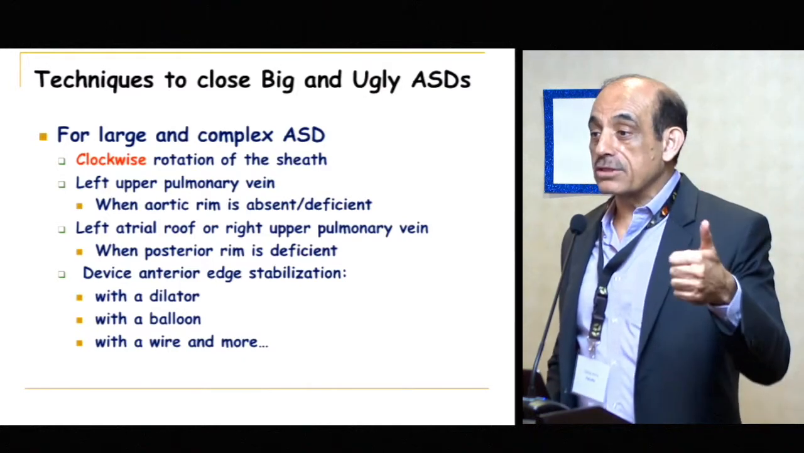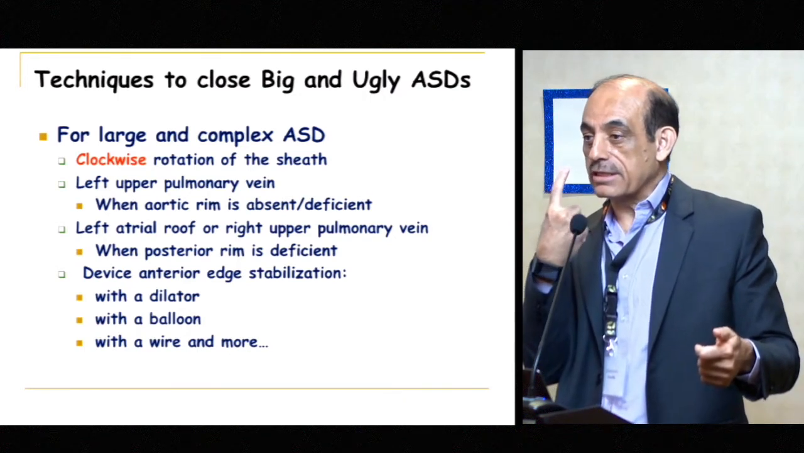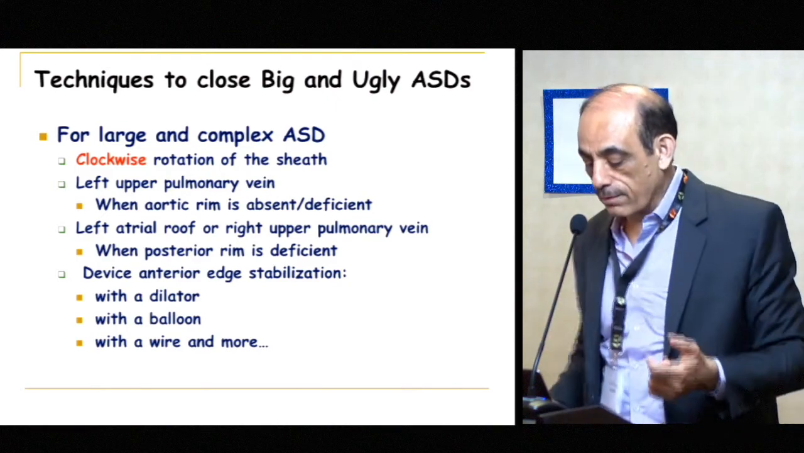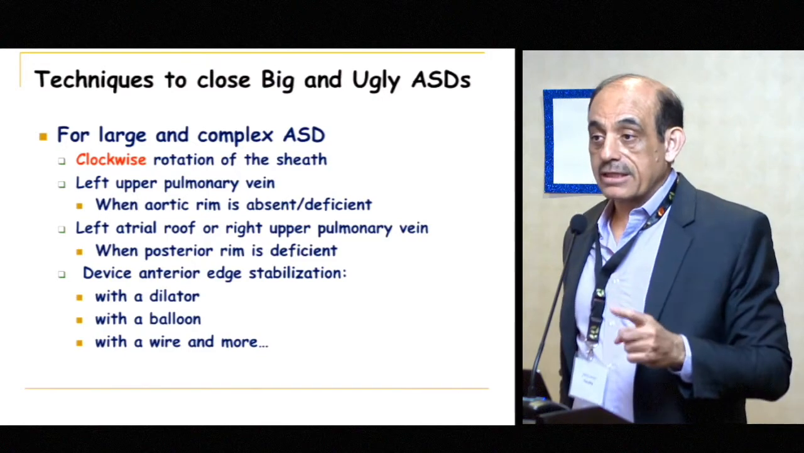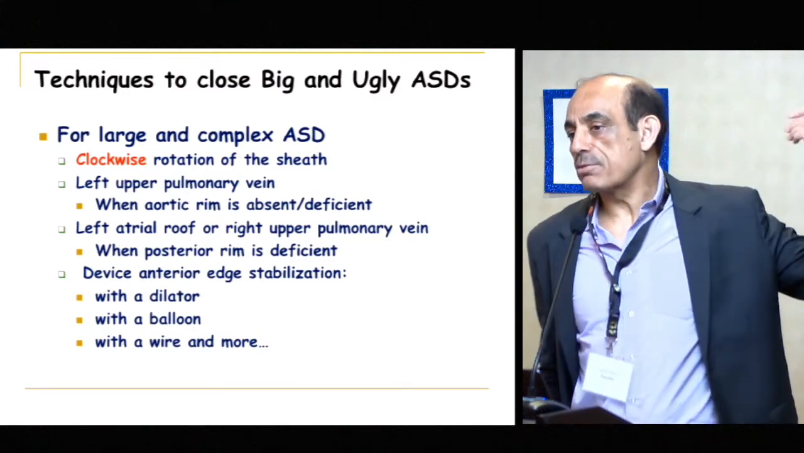So clockwise rotation of the sheath does exactly the same. You're like this. You're going to rotate it clockwise in AP view, so the curve goes backwards, and you lose the curve in fluoro. Okay? The left upper pulmonary vein technique is not this technique, but at least you're going very posterior, because the left upper pulmonary vein is way posterior in the recess.